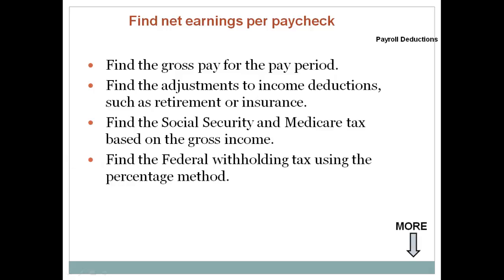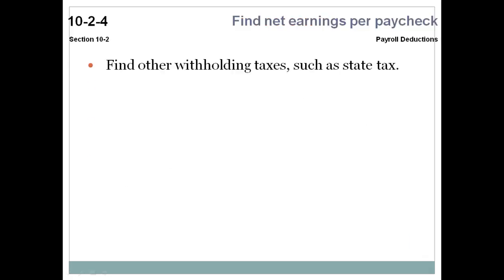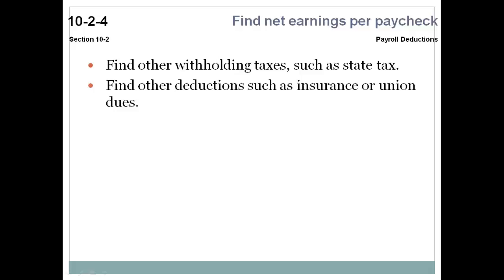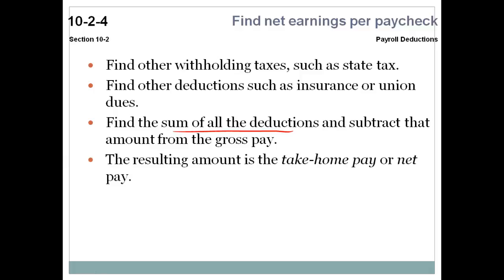Then find the federal withholding tax using the percentage method. And find any other withholding taxes such as state tax, and we're just going to worry about federal tax in this section. And find any other deductions such as insurance or union dues. You can just have all sorts of things deducted from your paycheck. And add up all those deductions and then take those away from the gross pay, or you could take the gross pay and subtract each deduction one at a time if you prefer. And the resulting amount is your take-home or your net pay.